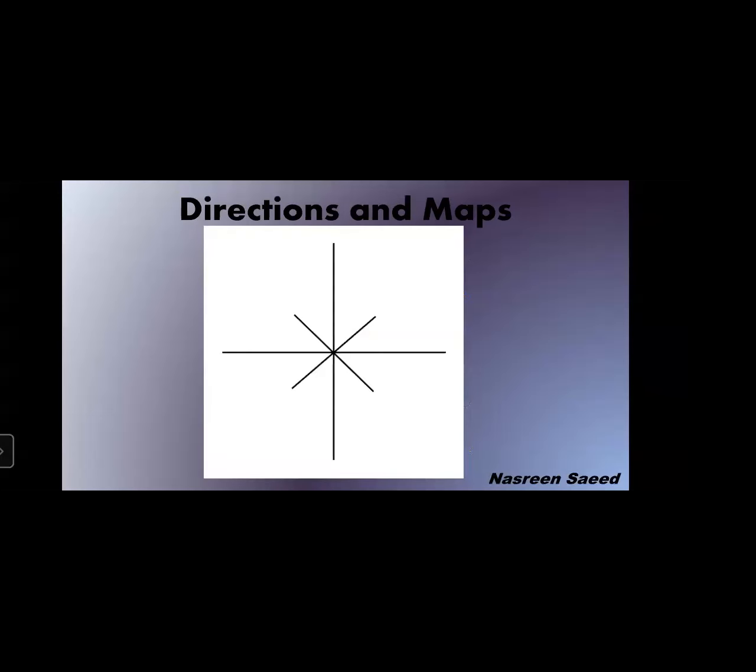Now we have to make a compass rose. How to make a compass rose? It is very, very easy. First we have to make a plus sign, a big plus sign. In that we have to make an X. So we get this figure on the piece of paper.